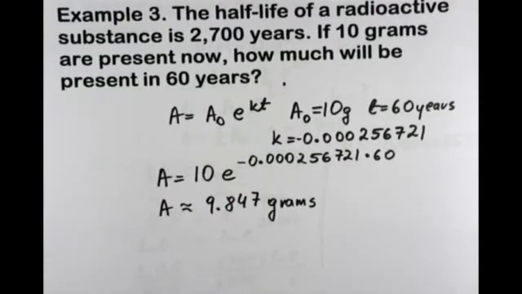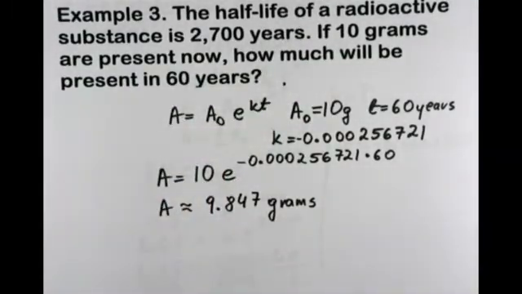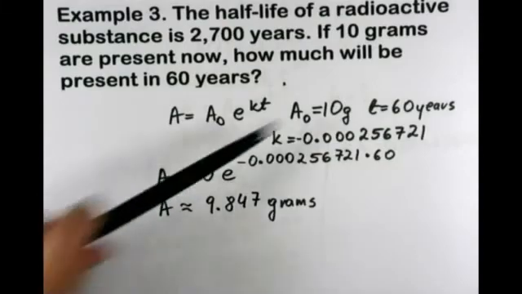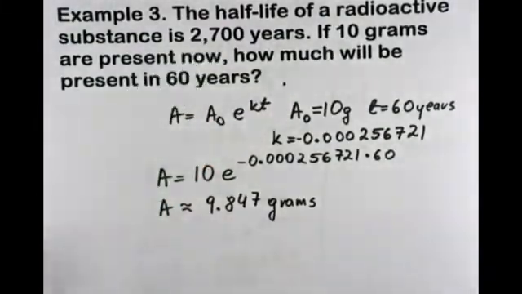After 60 years, we still have 9.8 grams from the substance of 10 grams, and that makes sense because 10 grams would go to half in 2700 years, and now we have just 60 years. So after 60 years, there are 9.847 grams of the radioactive substance.